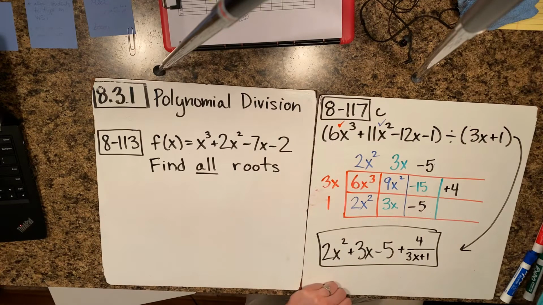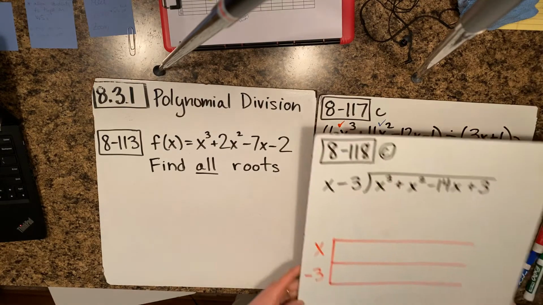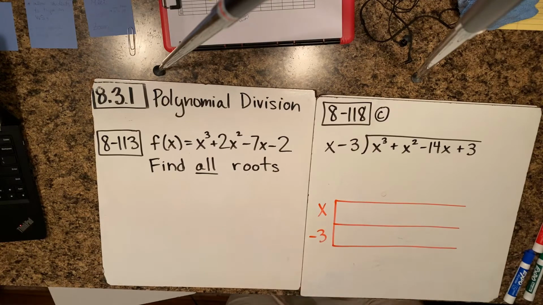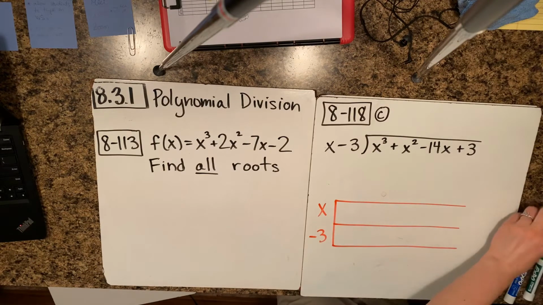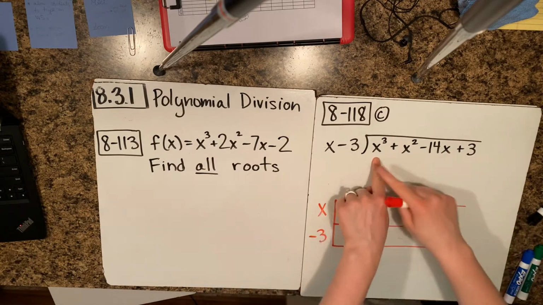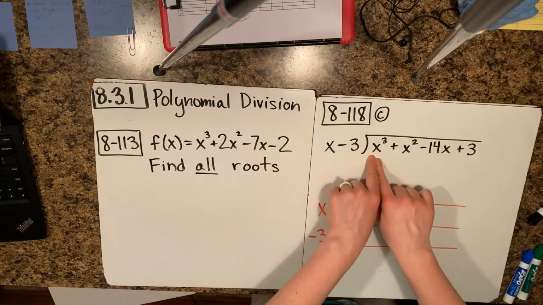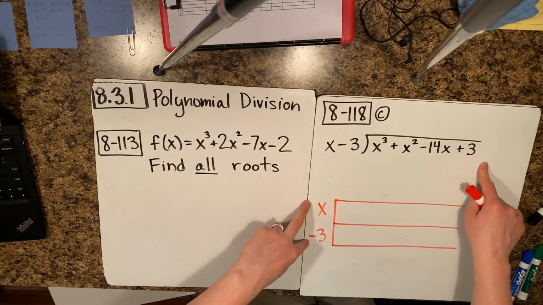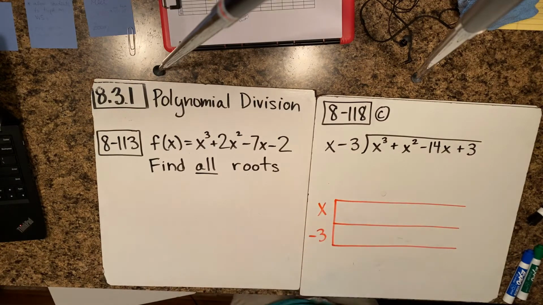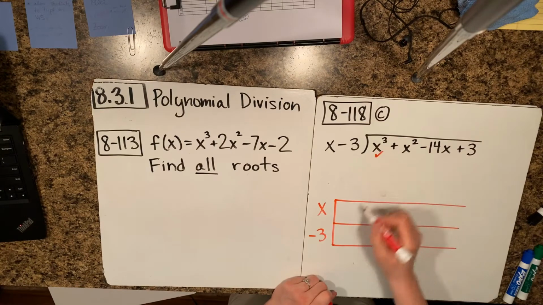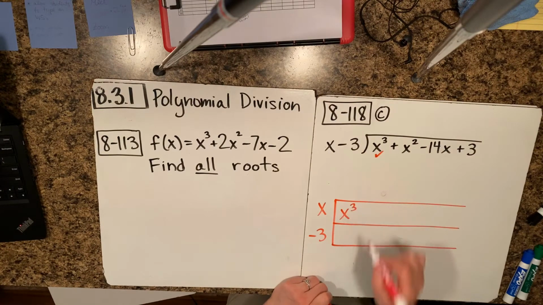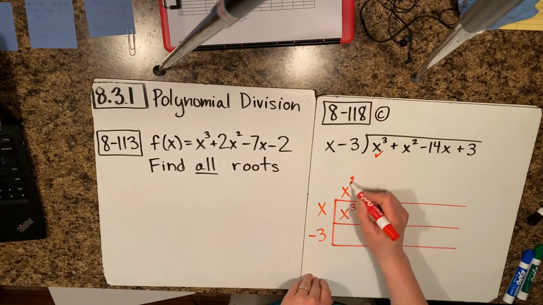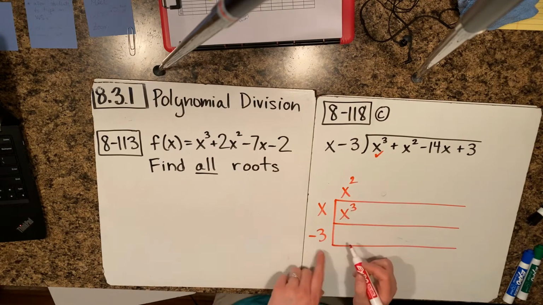Now, 118 part C is my next one. Okay, same concept, it just looks a little bit different than the other two. Whatever's on the inside of the division symbol is your sum. This is a part of the product or a factor. It goes on the side. So I take this first term and I put it on the inside. I think what times x makes x cubed. That's x squared. Then I multiply out.